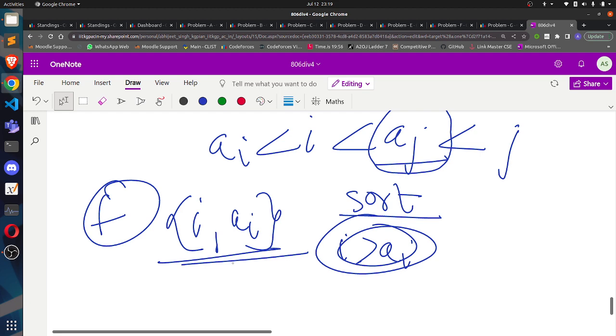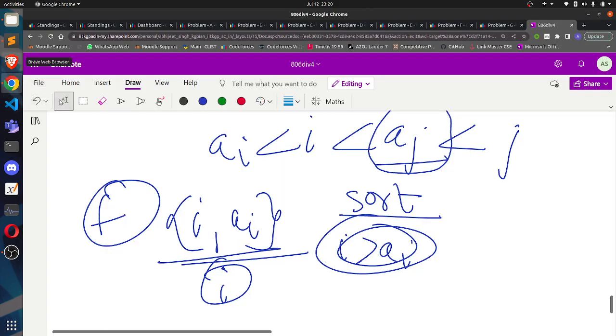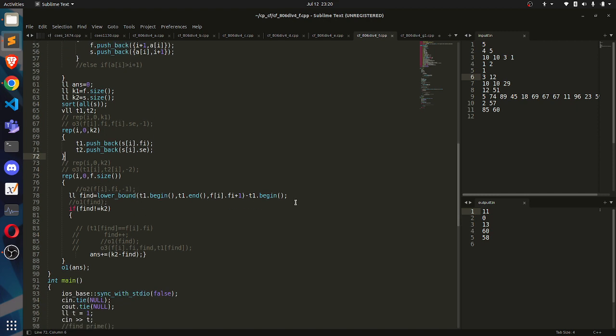And then what I am doing is, I am taking the first element of the pair of the vector, and then I am doing a lower bound on T1. T1 stores all the values of such pairs where I is greater than AI, and it is sorted based upon the value of AI. So I am using lower bound using the first value of first plus 1.